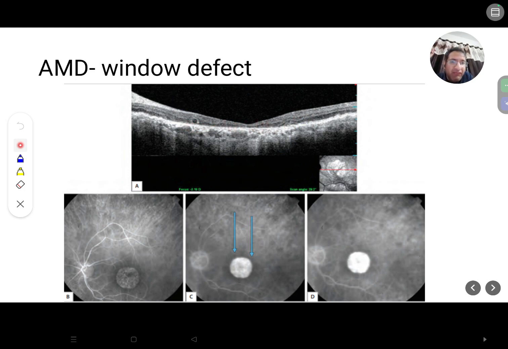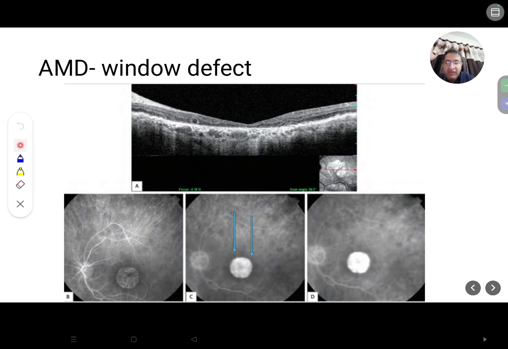What we see in the fluorescein angiography is the initial hyperfluorescence. This is the early AV phase, and we see the initial hyperfluorescence. This is the late phase of the angiography, and we see this hyperfluorescence has increased with the late phase. And in the still later phase, we see this hyperfluorescence has increased more in intensity.